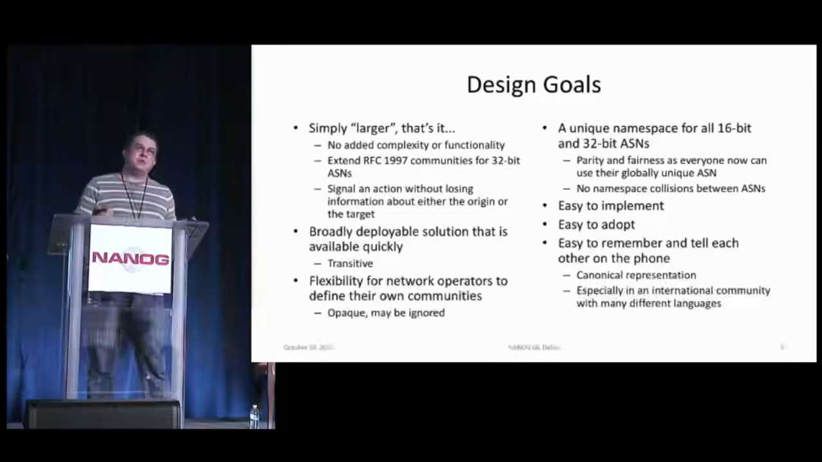So we don't have any namespace collision now between ASNs because you can use a native 32-bit ASN, you can use a native 16-bit ASN. These are all supported now.